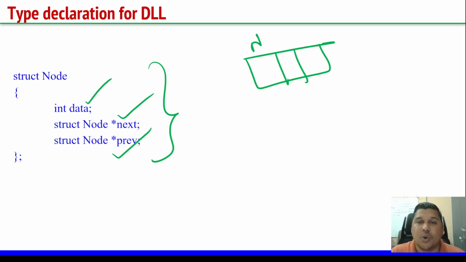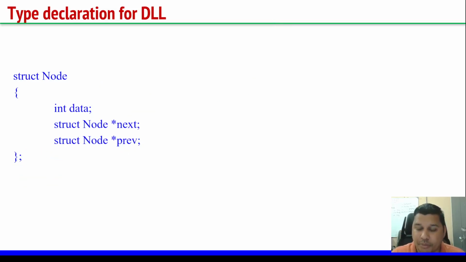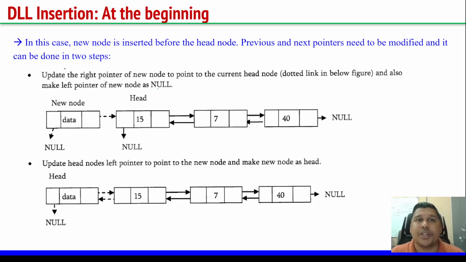Okay. Node. I can have this box. I can get my memory reserved by creating a variable for this structure. Next, the first operation is inserting an element at the beginning of the double linked list. So, you want to insert an element. For that, you have to create a new node first.